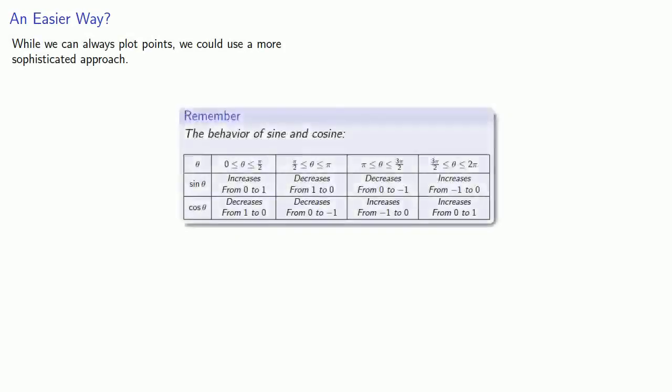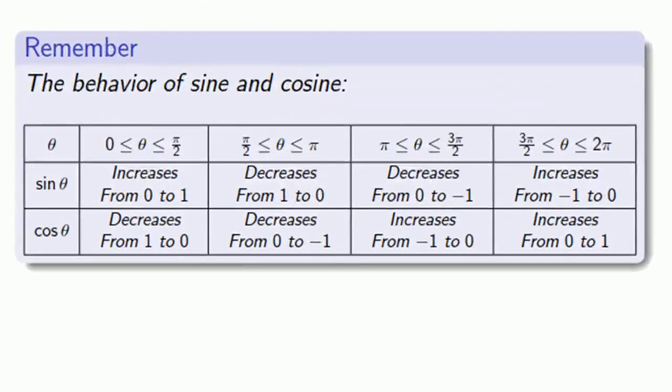All human progress comes from somebody asking, isn't there an easier way of doing this? And the thing to remember is that while we can always plot points, we could use a more sophisticated approach. And this is going to be based on the behavior of sine and cosine.